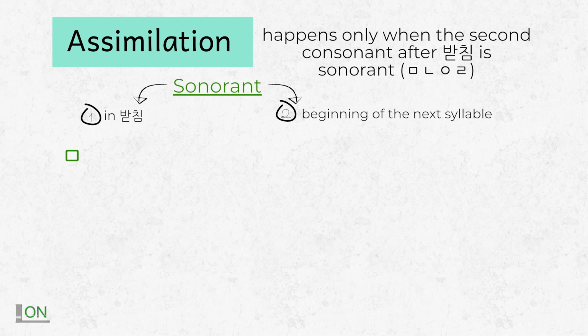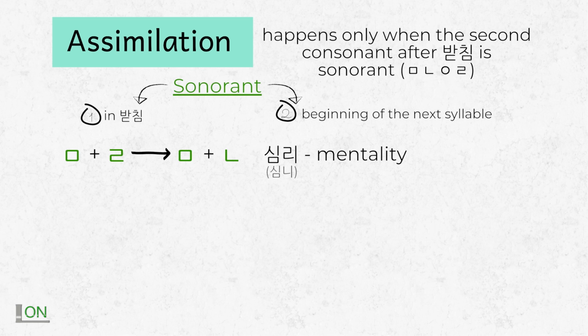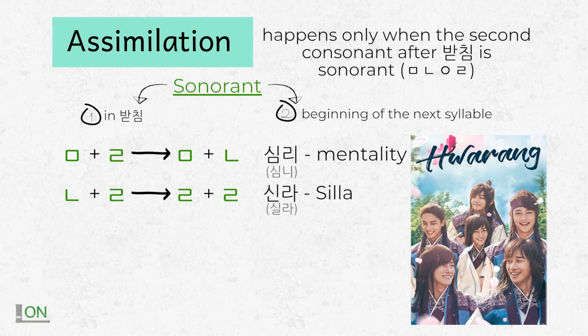For example, m plus r is going to be m plus n. For example, the word for mentality. If you didn't know this rule about assimilation, you would pronounce it as 심리, but it's incorrect. It must be written as 심리, but we pronounce it as 심니. N plus r are going to change to r plus r.